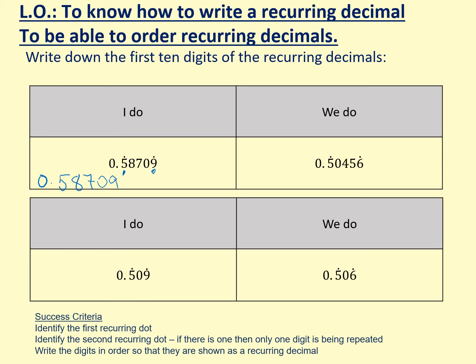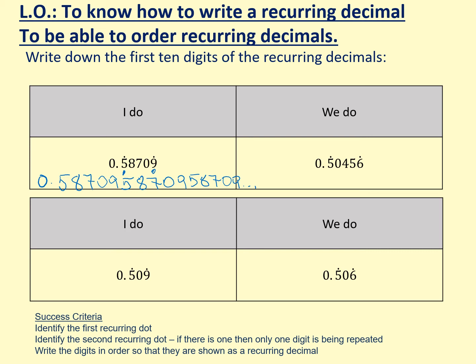0.58709. It's recurring, so I write again everything from the first dot to the last one. So again, 58709, 58709, and so on and so forth. So what I will ask you to do now is to do the second example in your books. Pause the video and take about a minute to write it down.